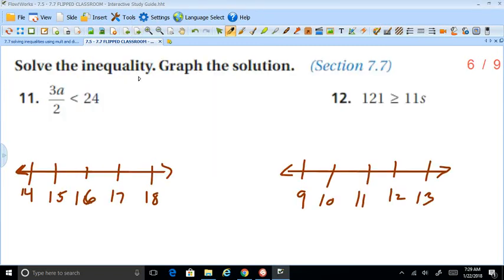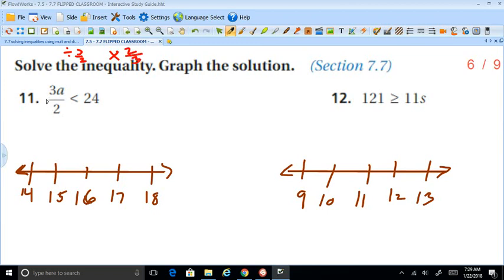Number 11, we're going to solve and then graph. So I have 3 over 2 times a is less than 24. So I have the fraction 3 halves. I'm going to treat it as a fraction, so I can do it as one step. So I need to divide by 3 halves. And when we divide by 3 halves, we are really simply going to multiply by the reciprocal, 2/3.